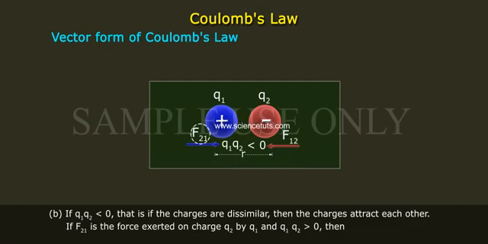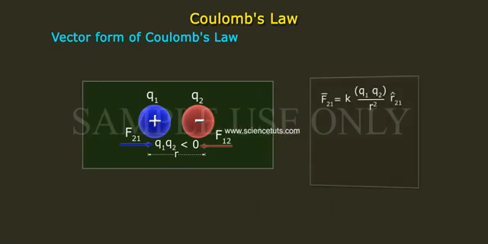If F2 1 is the force exerted on the charge Q2 by Q1 and Q1 Q2 is greater than 0, then F2 1 bar is equal to K into Q1 Q2 by r square into R2 1 cap, where R2 1 cap is the unit vector pointing from Q2 to Q1. Similarly, if F1 2 bar is the force exerted on charge Q1 by Q2 and Q1 Q2 is greater than 0, then F1 2 bar is equal to K into Q1 Q2 by r square R1 2 cap, where R1 2 cap is the unit vector pointing from Q1 to Q2.